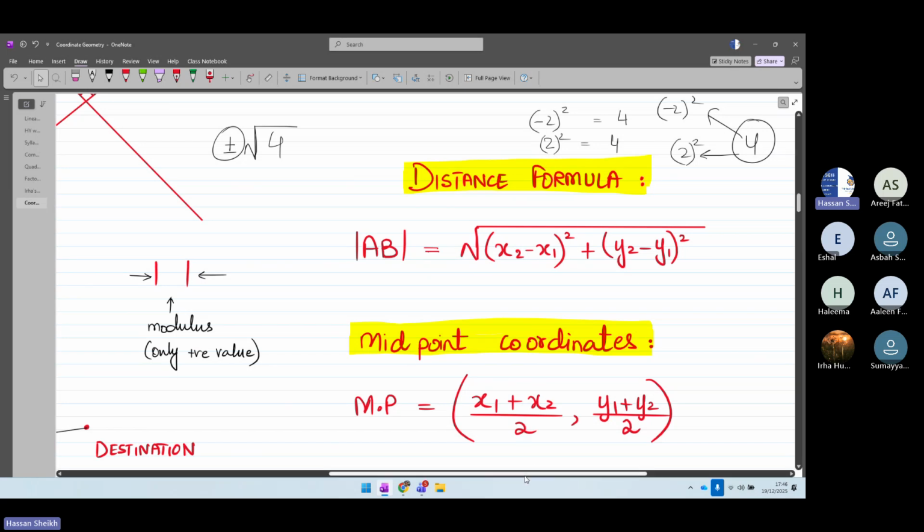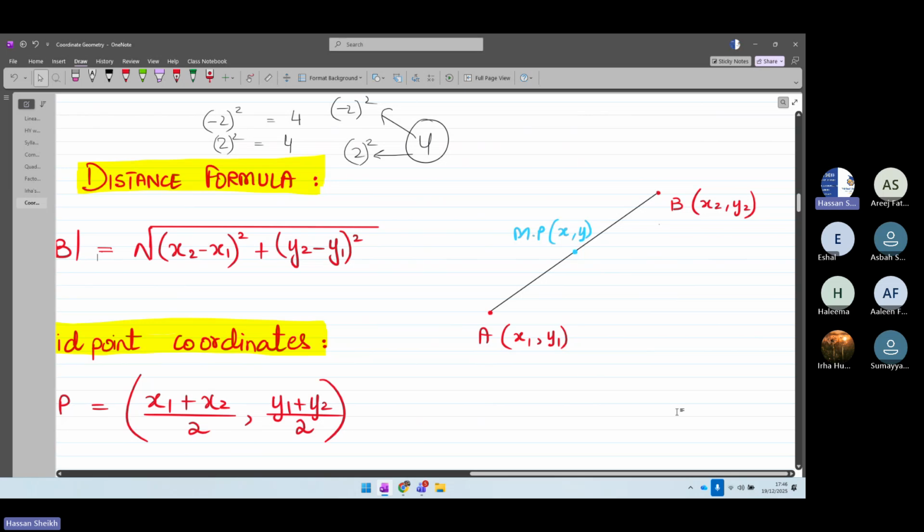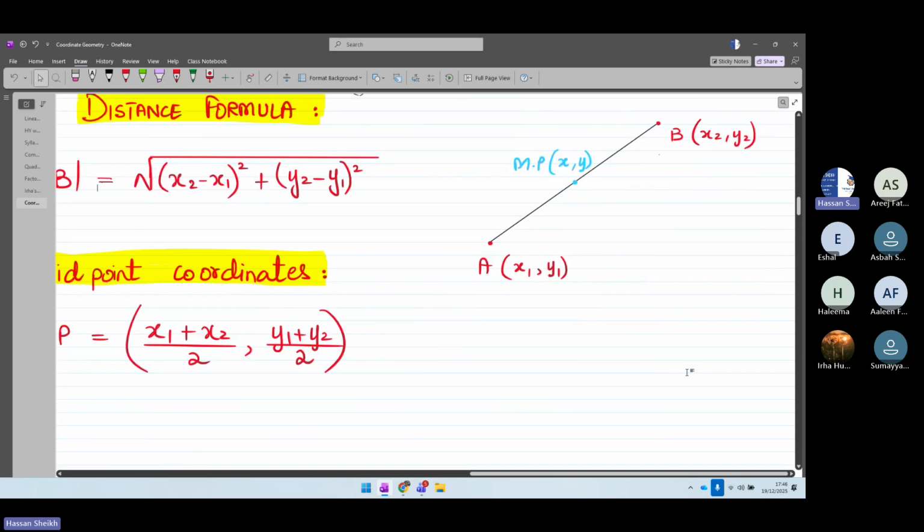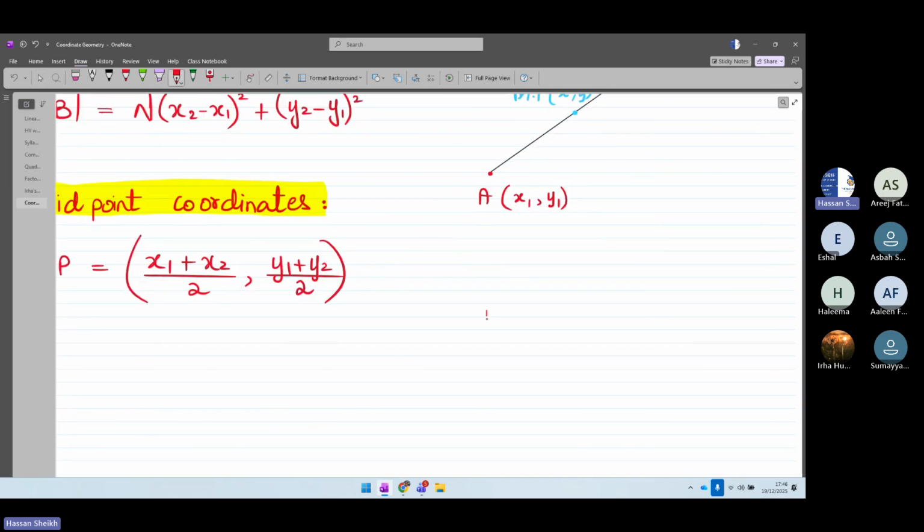Now the question is how (x2 minus x1) whole square plus (y2 minus y1) whole square. Let me tell you how. Okay, you start off from this point. Suppose that was the 5 kilometer mark. And then you end up here at the 30 kilometer mark. How much distance have you covered?